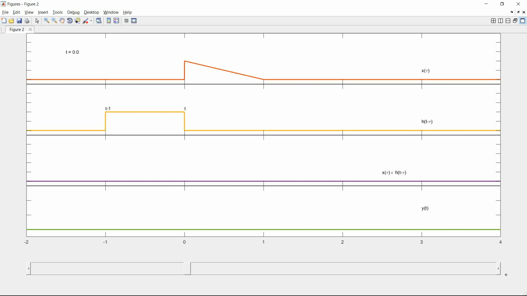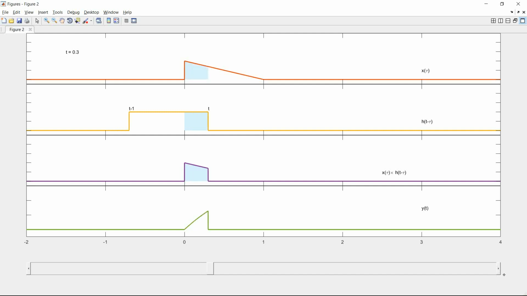So if I up t to 0.1, now you can see that there's overlap between x of tau and h of t minus tau, and their product is shown in the purple function. I don't know if you can tell in the video, but underneath the purple function I've shaded in blue, and that's the area that we're integrating. That's what you see in the green signal. So the area under the curve is whatever it equals, and that's going to be the value of y of t. Keep in mind that for this particular case, t is equal to 0.1, and the integral I've created applies to t equals 0.1.